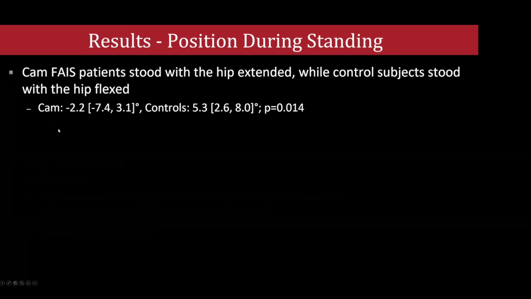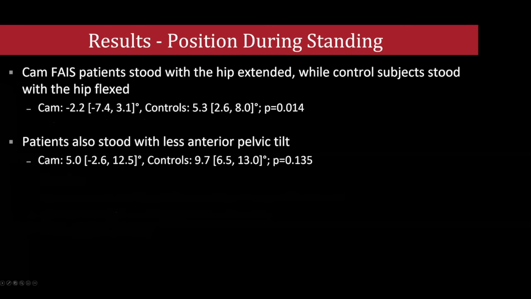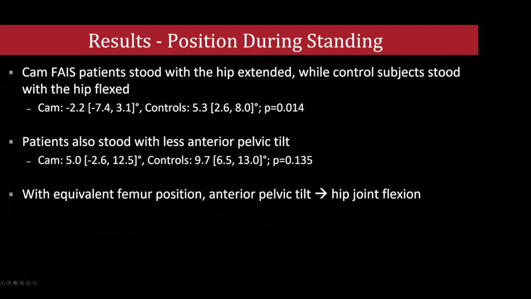And so when we look at the results, what we found is that just during standing itself, the CAM patient stood with the hip extended, while control subjects had a little bit of hip flexion. So here's that negative angle indicating extension, and then here's the control angle of about 5 degrees of hip flexion when they're standing. We also found that patients stood with less anterior pelvic tilt. And so what this means is that, with equivalent femur position, an increase in anterior pelvic tilt will actually serve to create hip joint flexion.